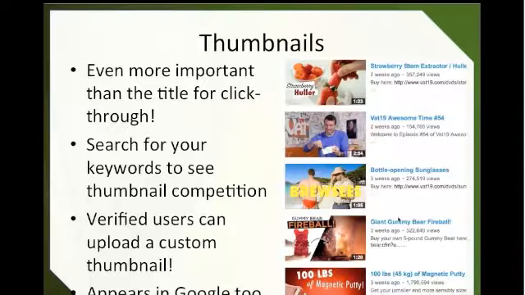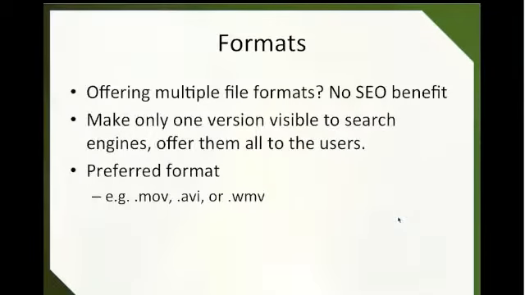You can upload your own custom thumbnail. You just have to have a verified YouTube account. So you just specify a mobile phone number, YouTube will send you a text message with the verification code, then you use that in the verification. You just type in that code into the YouTube site. Boom. Now you're a verified user, and you can upload custom thumbnails.